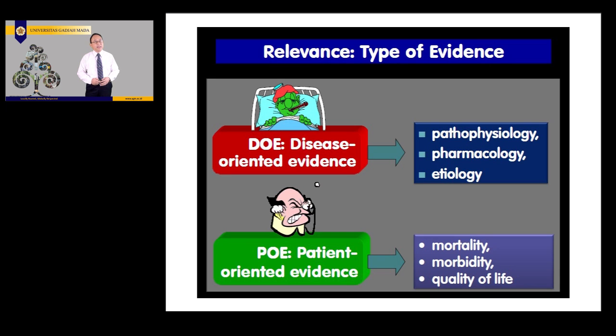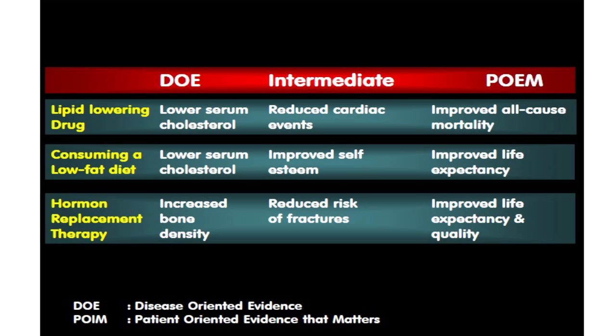In the past, we did the evidence with DOE, or disease-oriented evidence. Everything must be related to the pathophysiology, pharmacology, etiology. But right now, we move to the POE, or patients-oriented evidence, in which when you decide to give a treatment, it must be considered that, will it improve the quality of life of the patients? If the price of the medicine is very high, will it be reducing the risk of mortality or morbidity of the patients? This is some of the example of DOE and patients-oriented evidence that matters.